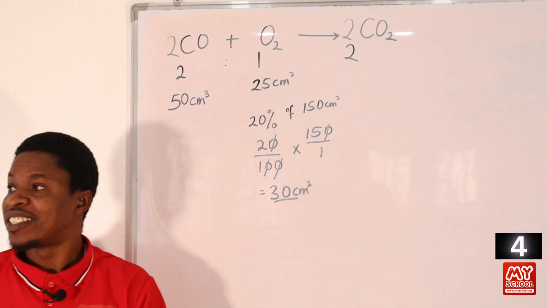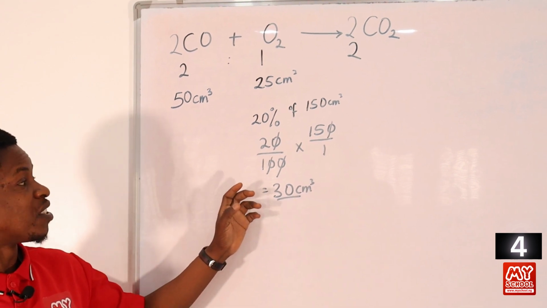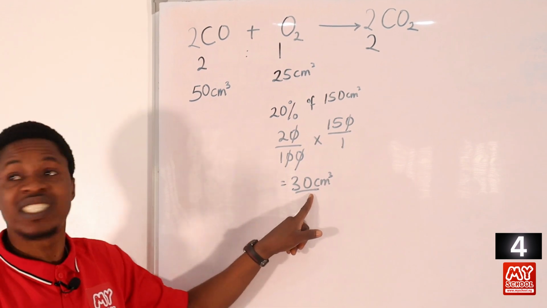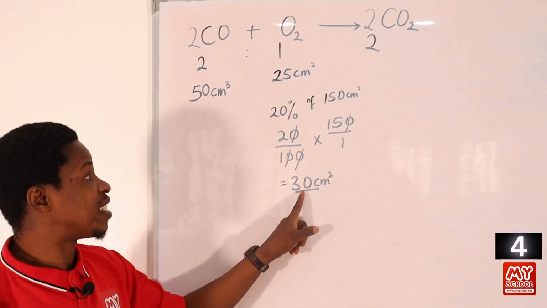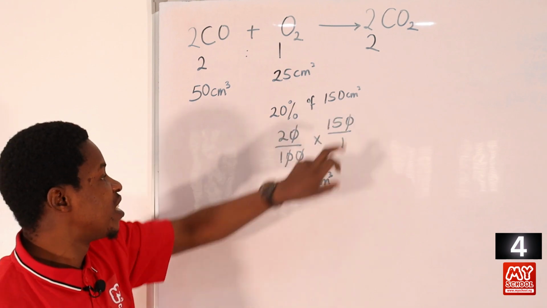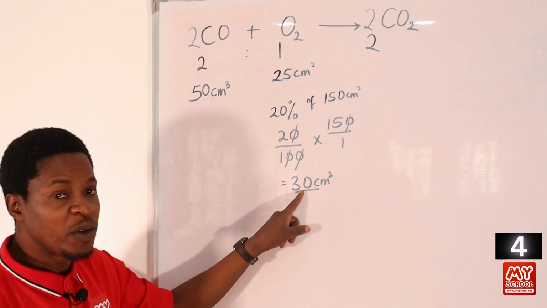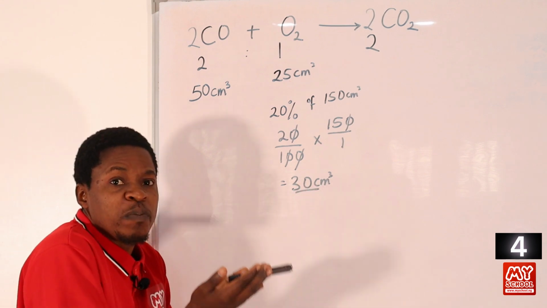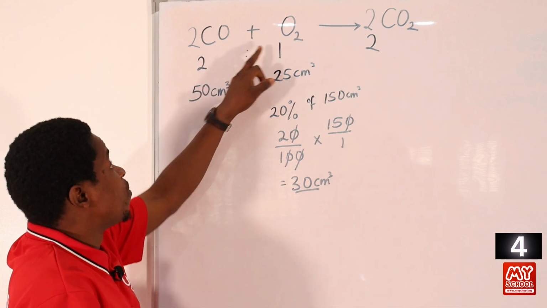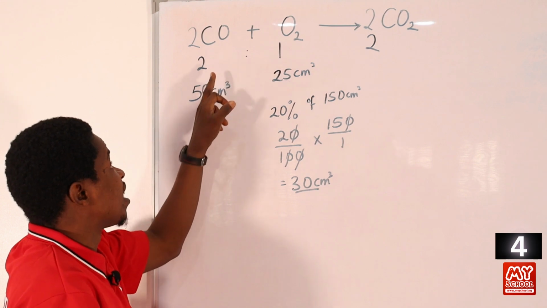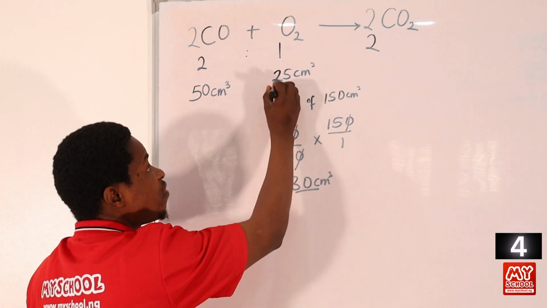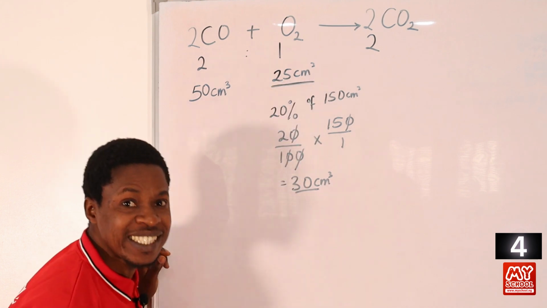Now, what was available was actually 30 cm cube, because we were told that it was bombarded with 150 cm cube containing 20% oxygen by volume. So 20% of the total volume was actually 30 cm cube of oxygen. So if 30 cm cube was made available, but from the stoichiometry, from the equation, the ratio shows it is ratio 2:1, which means 50 to 25. So 25 cm cube actually took part in the reaction.